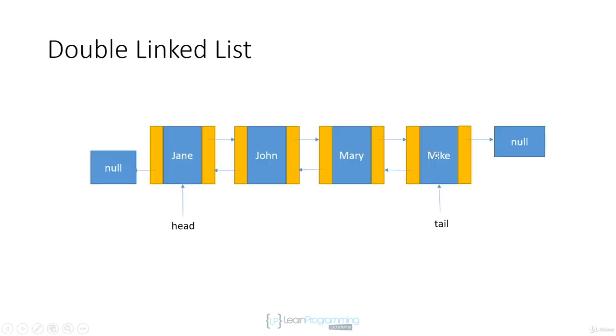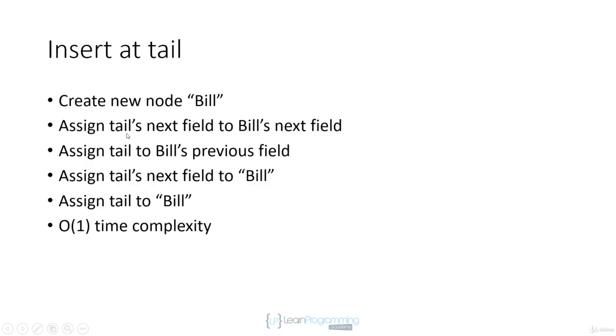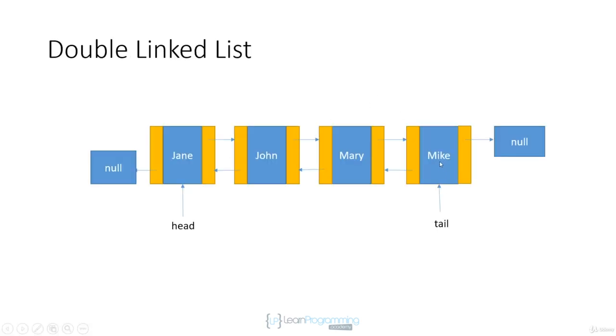Because if we go back to the previous slide, if we're going to drop Bill in here, then whatever this guy is currently pointing to as next, we're going to want Bill to point to as next. And so we're going to assign the current tail's next field to Bill's next field. We're going to assign the current tail to Bill's previous field, because Mike is currently the tail. And so if we put Bill in here, we're going to want Bill's previous field to point to Mike. So we want to point the previous field to the current tail.